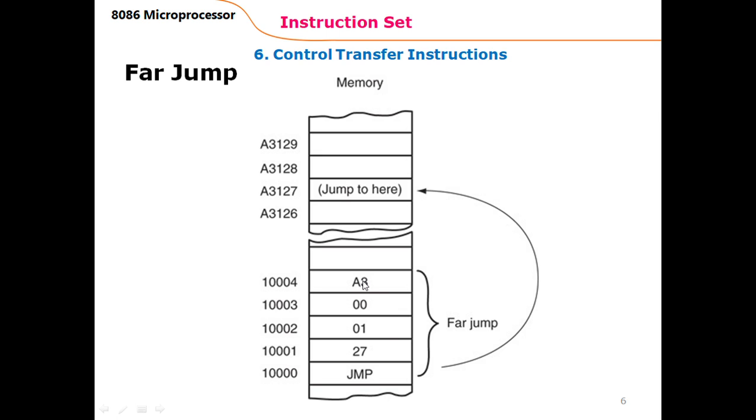So this instruction would cause the next instruction to be executed from here, not from here. If this instruction were not a jump instruction, then the microprocessor would go in a sequential pattern and the next instruction would be executed from here. But instead, this jump instruction causes the next instruction to be fetched from a different code segment, and the location of that code segment is here. So this is a far jump.